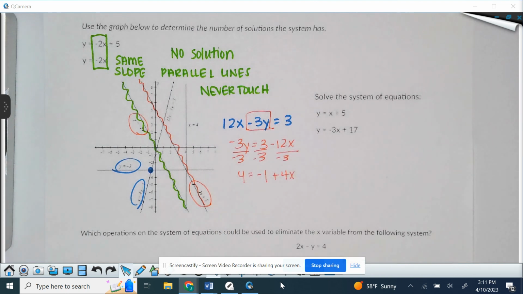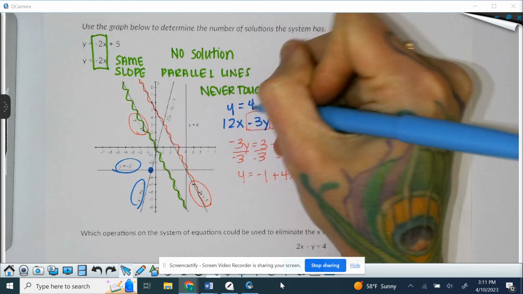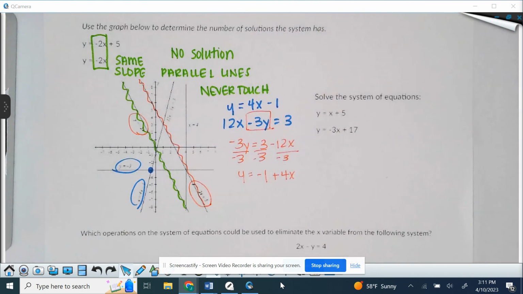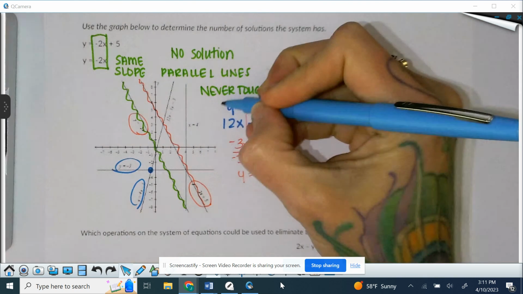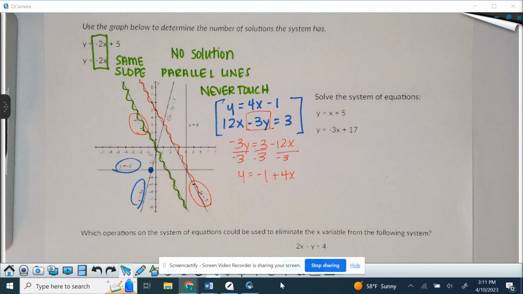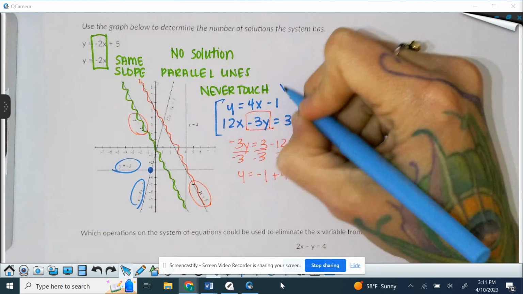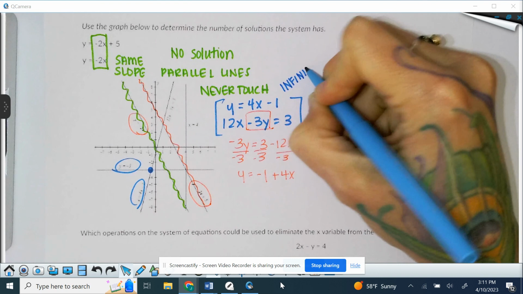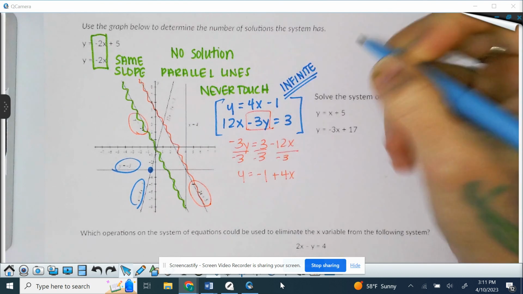So they may give you the standard form at the top and then also y equals 4x minus 1, and then ask how many solutions this system has. And since they are the same line, exactly the same line, same slope, minus 1 at the end, then they would have an infinite number of solutions, because they're going to touch forever and ever. So they graph on top of each other.